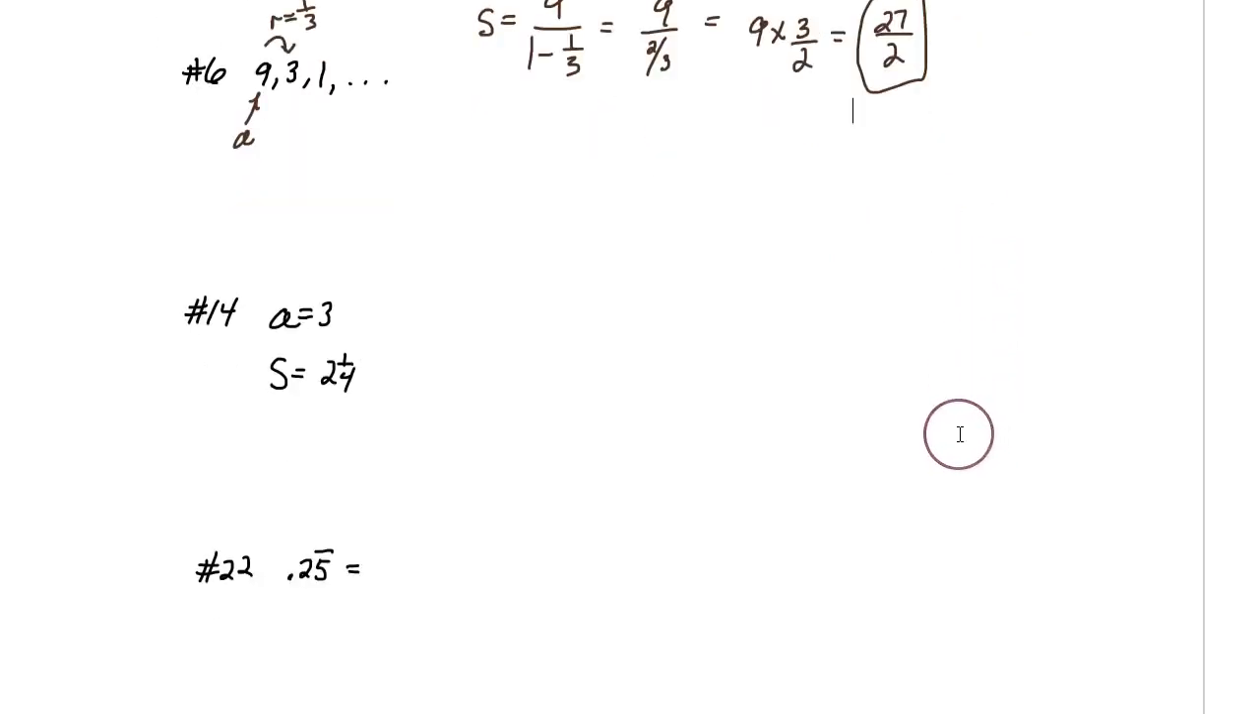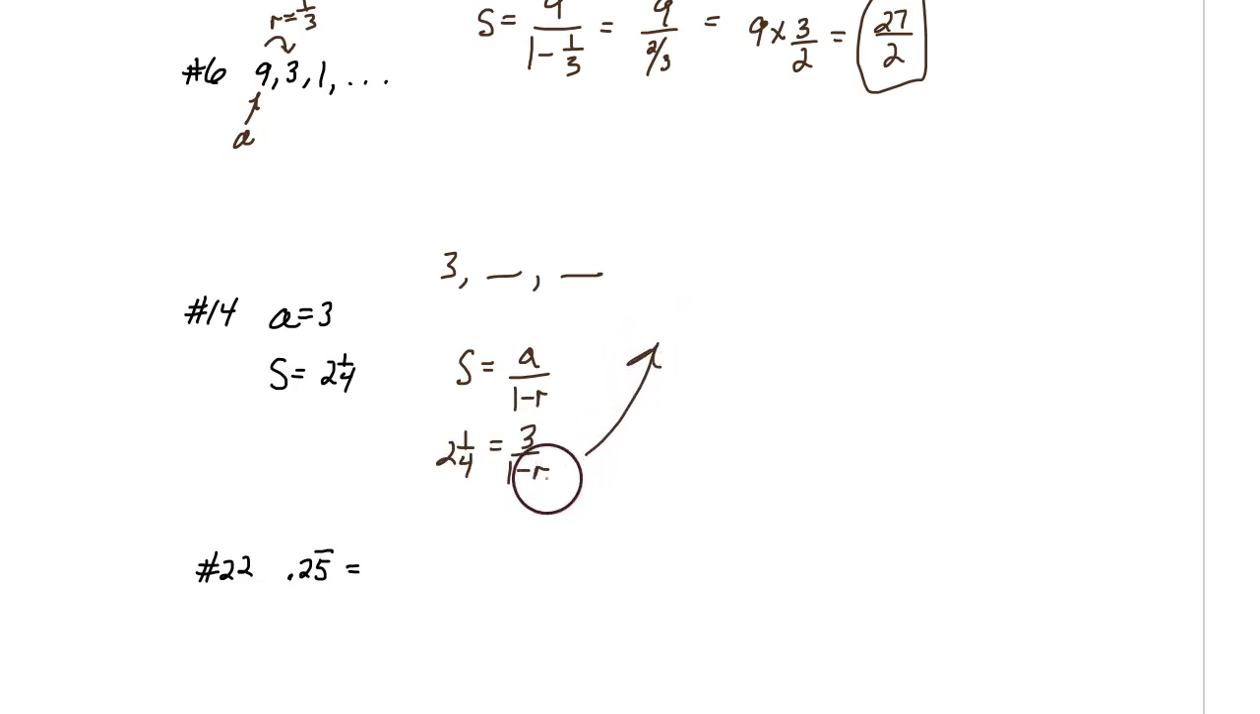Now number 14, write out the first 3 terms of the infinite series. So we have 3, but then the next 2 terms we don't know. We need to know what R is in order to figure those out. So let's use our formula. S equals A divided by 1 minus R. In place of S, fill in the 2 1/4. In place of A, fill in the 3.